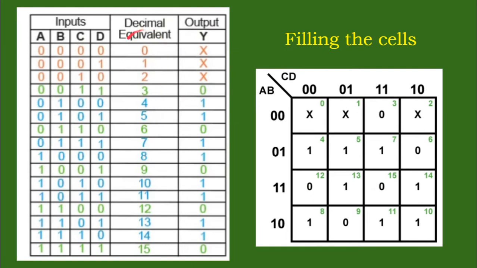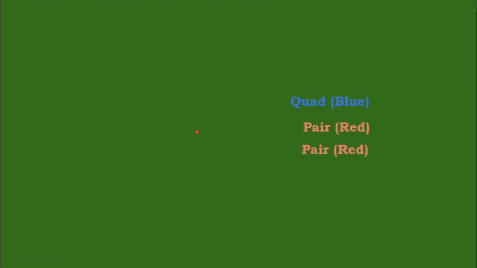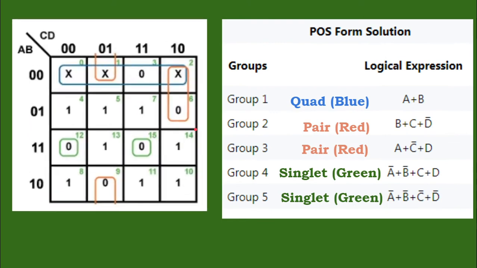Based upon this truth table, we have filled all the values, whether it is x or 0 or 1. When we start doing the POS simplification, we have to look for only the consecutive zeros in the map. So we have to always look for the largest group first. There are no groups of 8. So we look for the next smallest group, which is the quad. A quad is consecutive or adjacent ones, or adjacent zeros because we are looking for the POS here. If we look for SOP, we look for the ones. For POS, we have to look for the zeros.